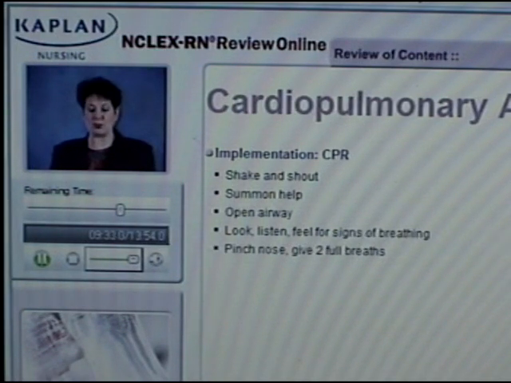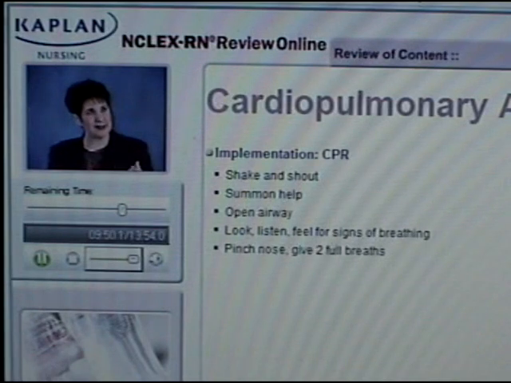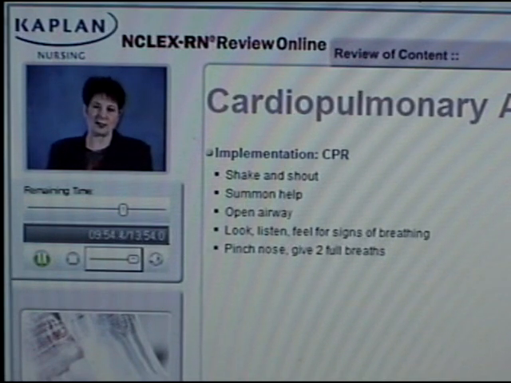If it doesn't happen, shake them, and you've opened the airway. If there's no apparent breathing, you will then pinch the nose and give 2 full breaths. As you give the 2 full breaths, you'll want to watch and make sure the chest rises. Now, if you give 2 breaths and nothing happens, the chest didn't even move, you don't have a patent airway. And you might as well blow in their ear as blow in their mouth.